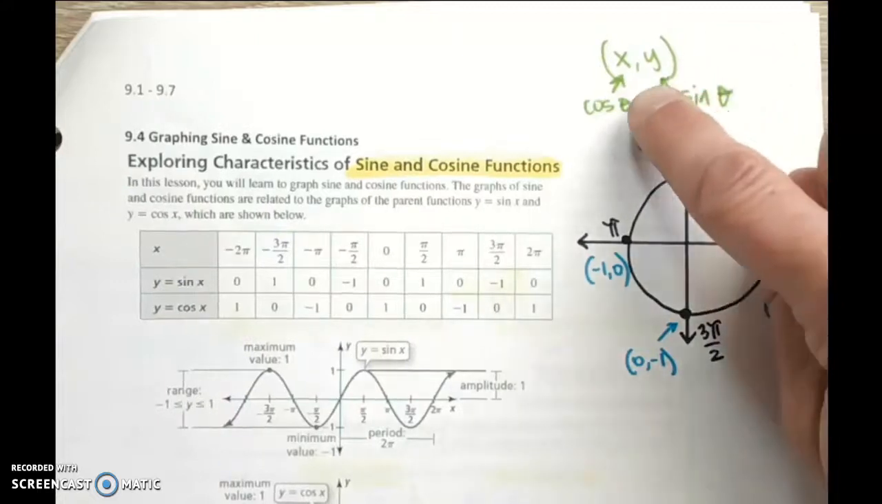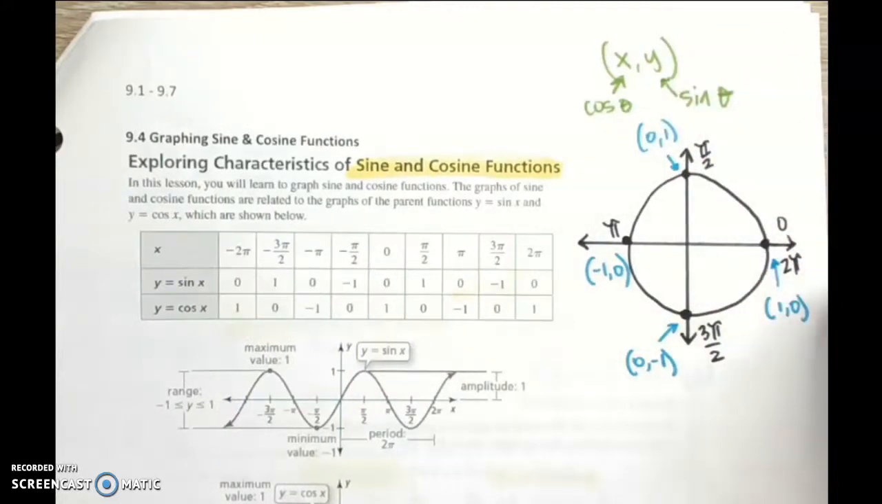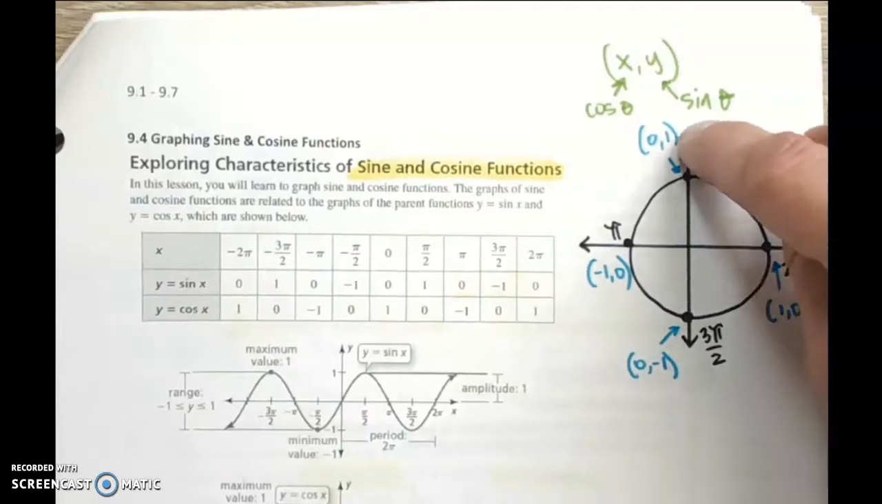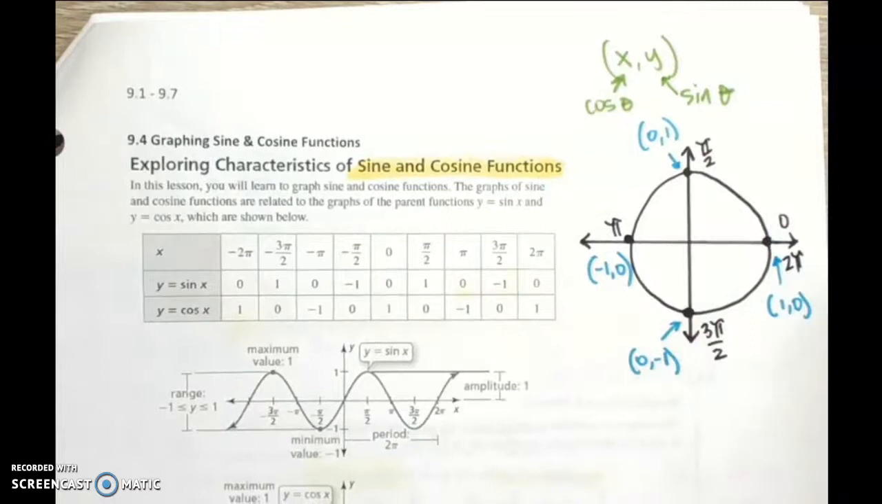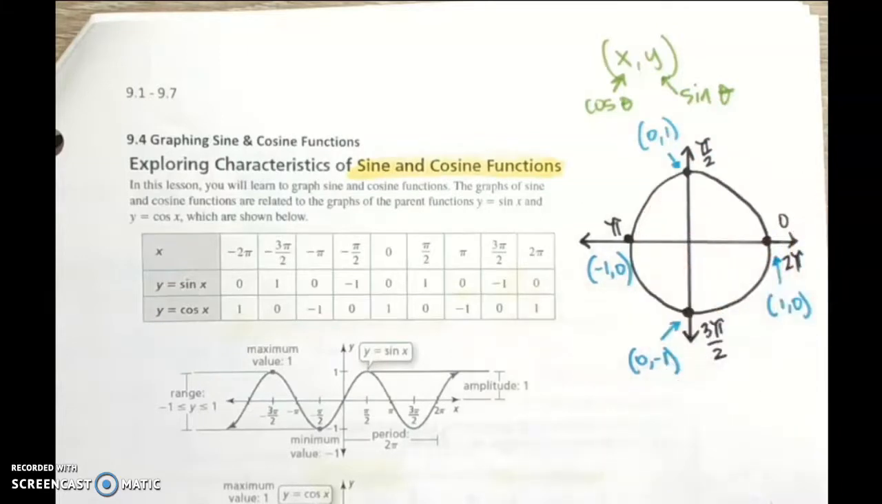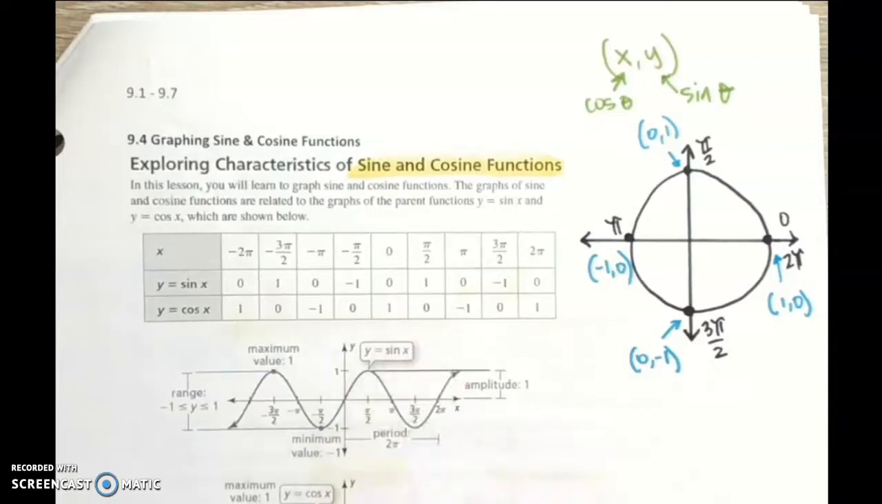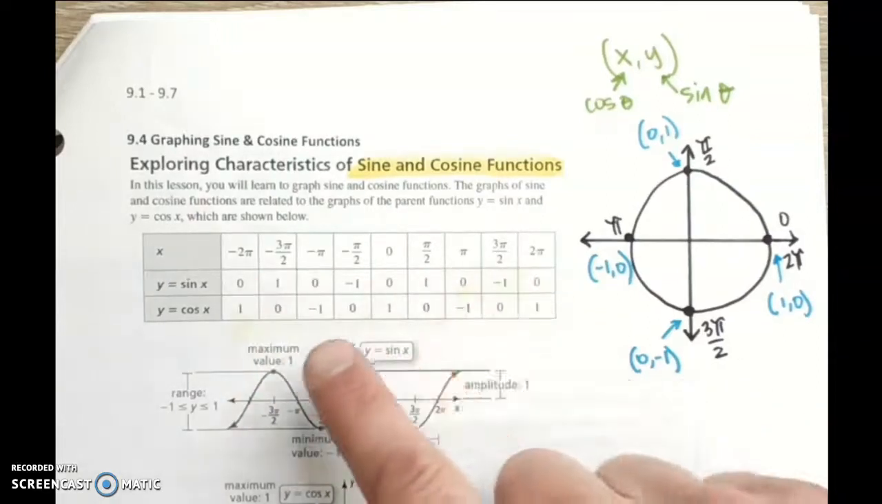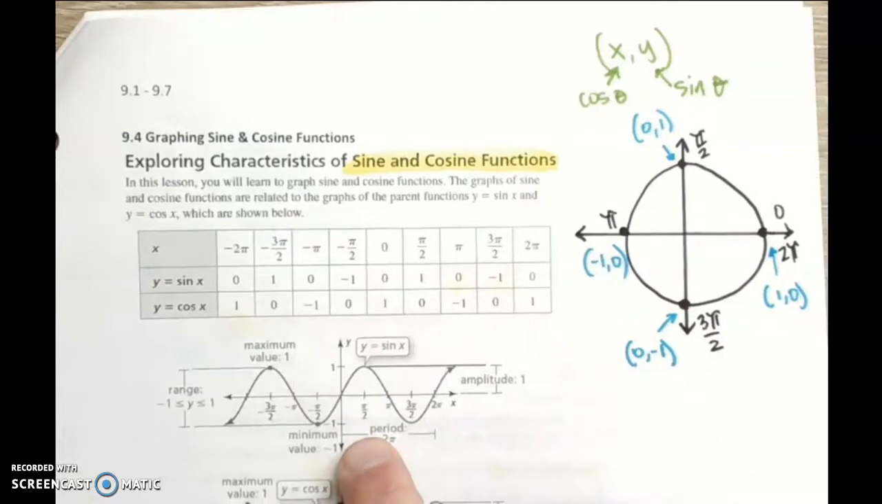We know that our sine is our y, right? So sine is going to go 0, 1, 0, negative 1. And our cosine is going to go by the x value: 1, 0, negative 1, 0. Okay. So if I refer to this sine cosine function, we kind of have these numbers here, but I'm going to refer to the graph first.